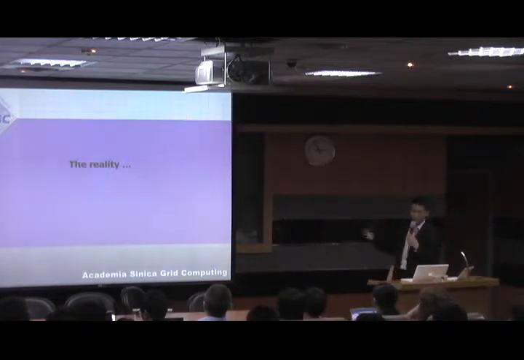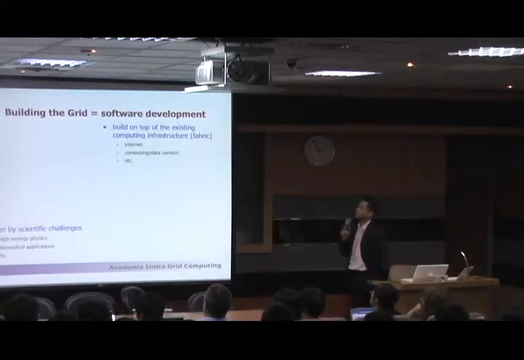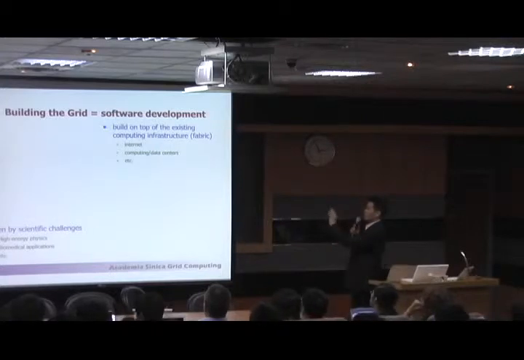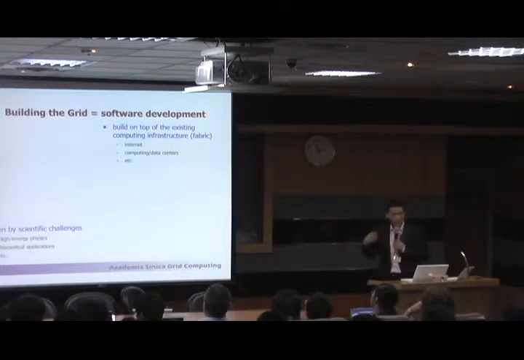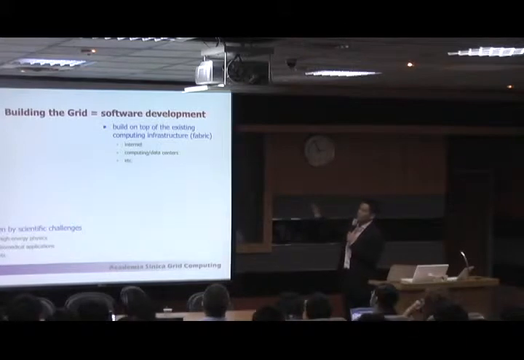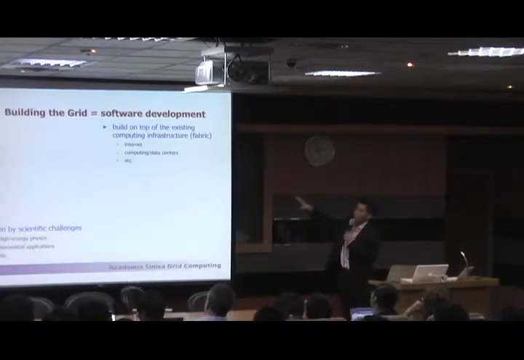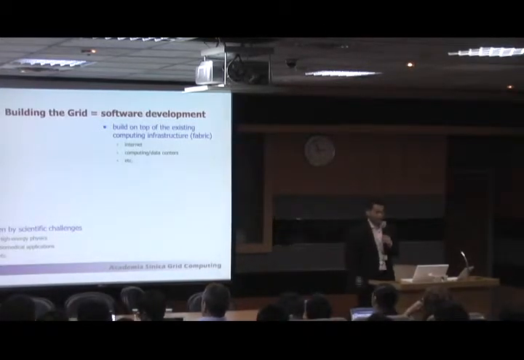So let's have a look at a real world case, the reality of implementing this grid infrastructure. What I want to emphasize here is that building a grid is not developing a computer or building up the network. It's purely software development. The idea of the grid is to build on top of the existing computing infrastructures, and we call this a computing fabric. We base it on the internet and also the distributed computing centers and maybe your desktop, for example.